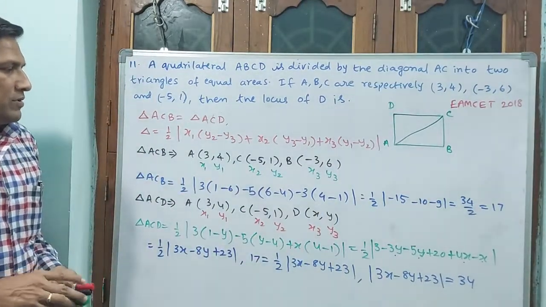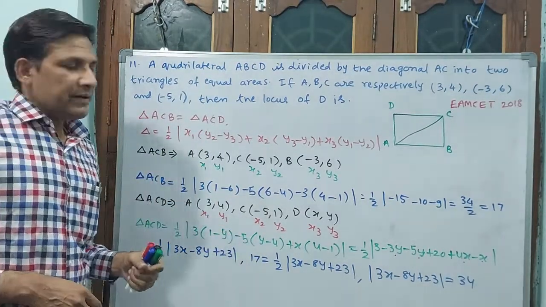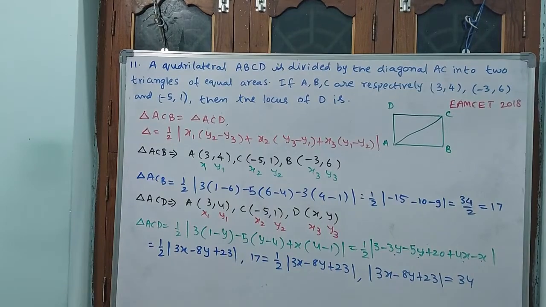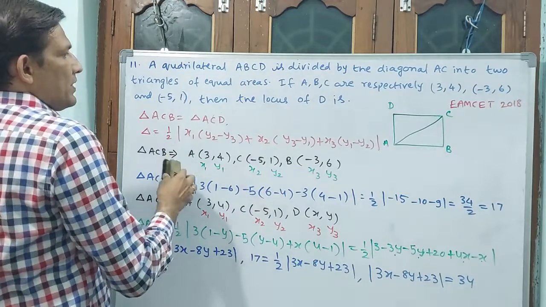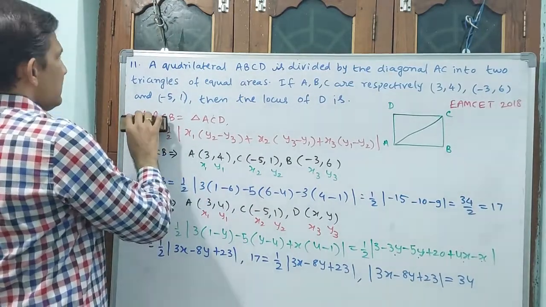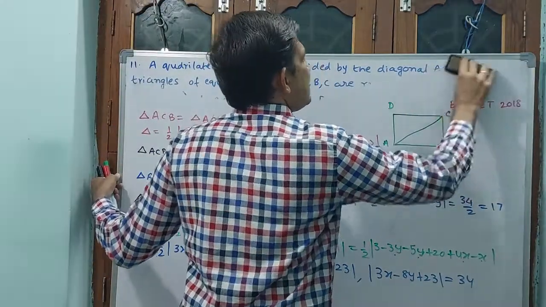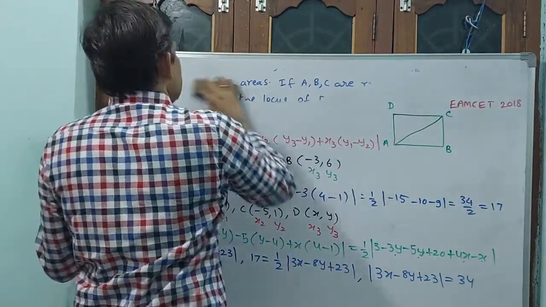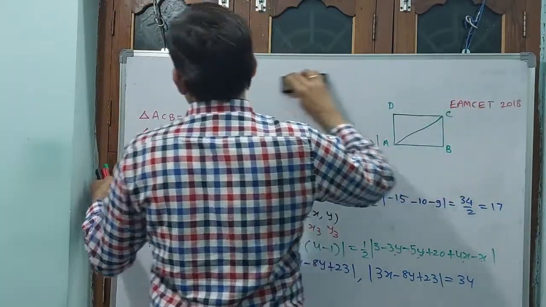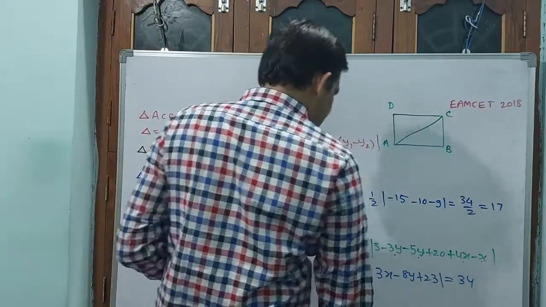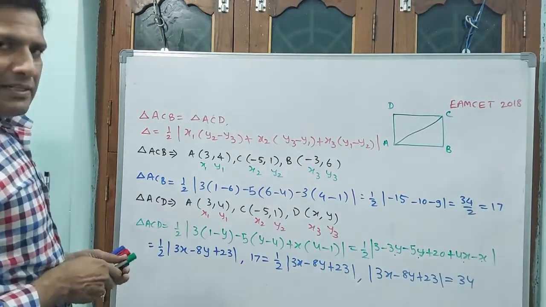What are we going to do? We are going to rub the board top and do further. I am rubbing only up to here, only this question. They are asking us to find the locus of point D. Locus of point D means naturally in the form of x, y will come. xy is D only. That means whatever we are doing, that is the locus of this thing only.